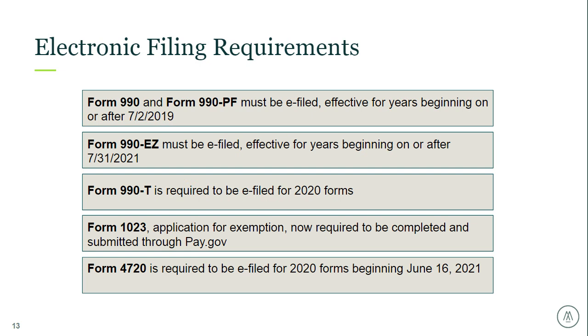The IRS did provide a grace period where they will accept paper filings of the 2019 990-Ts, but only if it was postmarked on or after March 15th, 2021. Beginning January 31st, 2020, the Form 1023 must be e-filed online at the IRS's pay.gov website. And finally, the Form 4720 is required to be e-filed for 2020 forms as of July 16th, 2021. So I know I just threw out a lot of dates just now, but the general takeaway here is that the IRS is now requiring that all of these forms be e-filed.